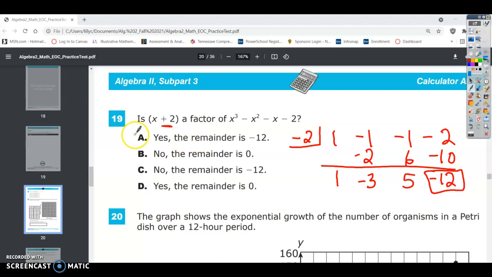So we know the two yeses are not correct. No, the remainder is -12. So the answer to number 19 is C.